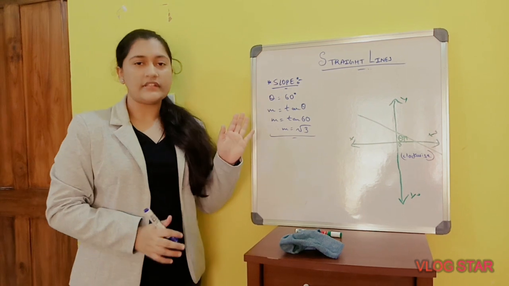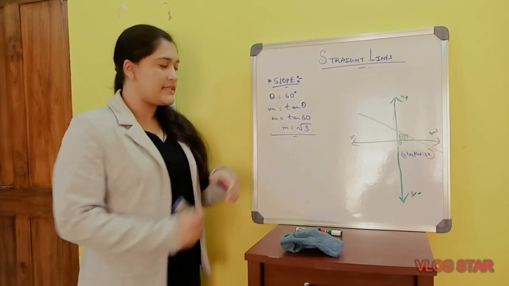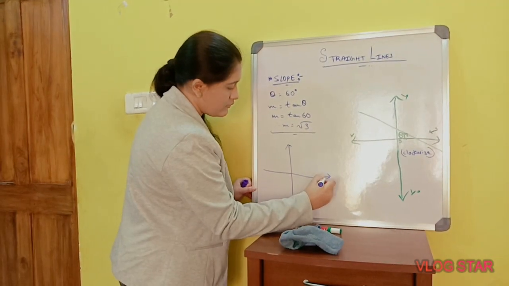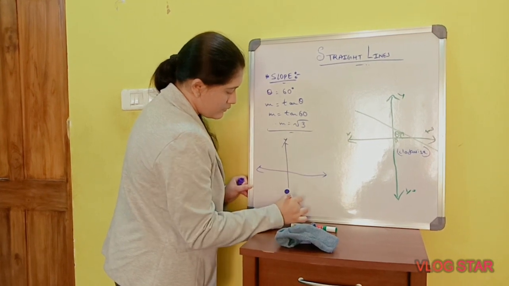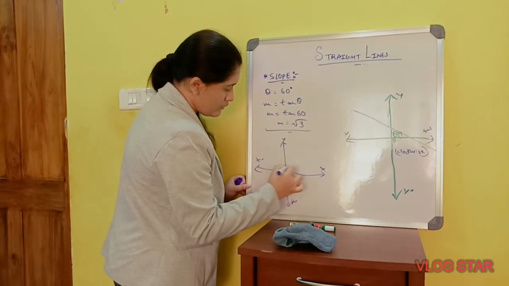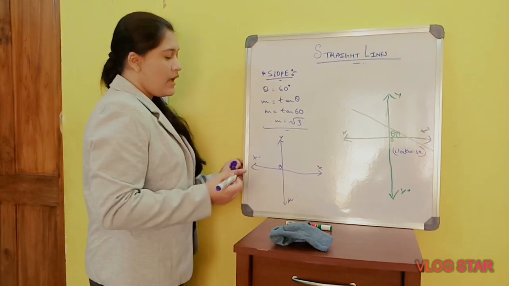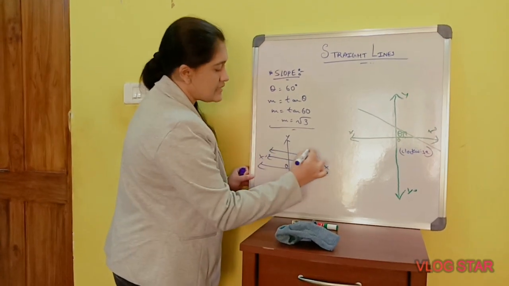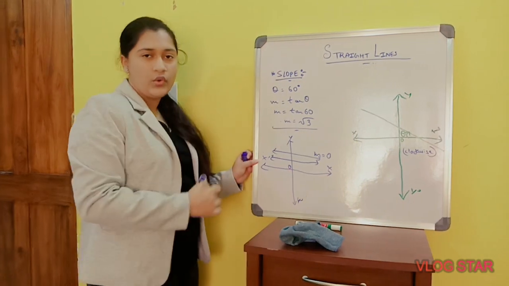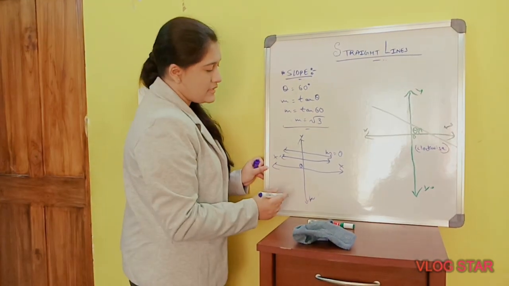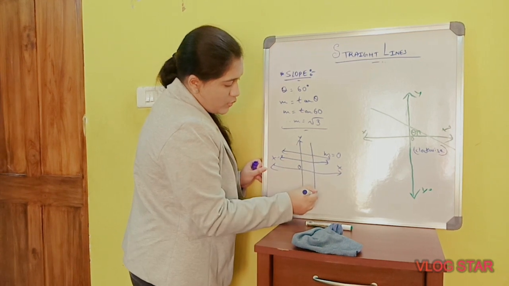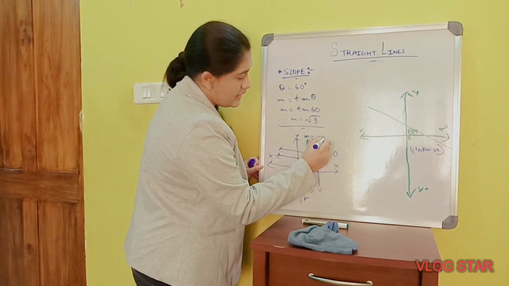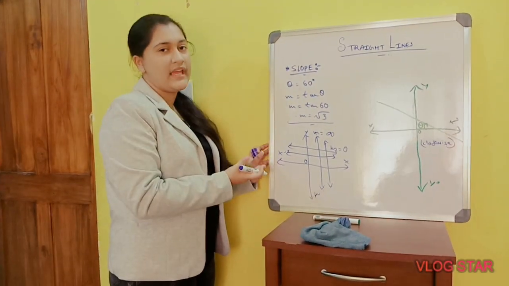Now, one more important thing, the important results which we get from slope. This is the origin. Any line parallel to the x-axis will have the slope 0. And any line parallel to the y-axis will have the slope as infinity. These are the important results which we get from slope.